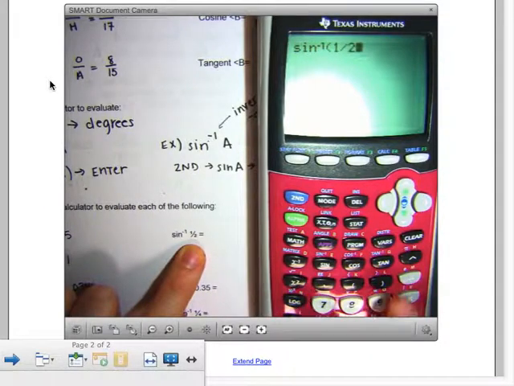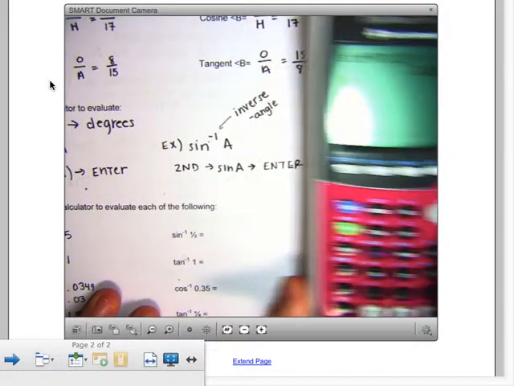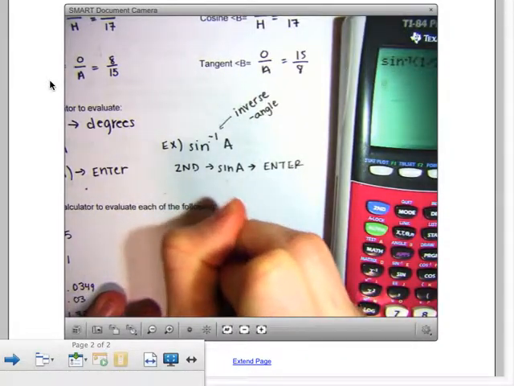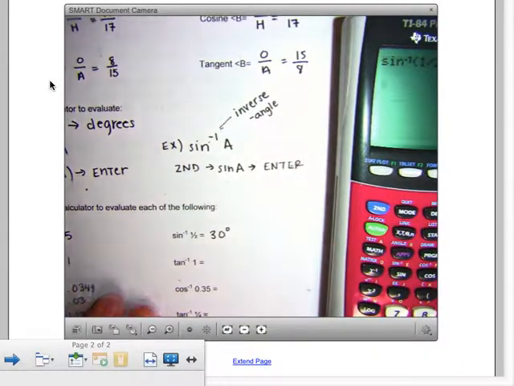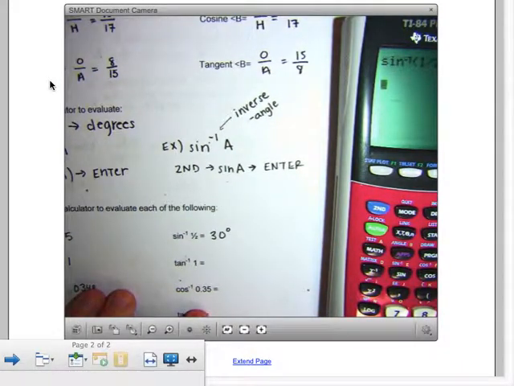And then I'm going to enter 1/2. Just enter it as a divide. So do 1 divided by 2. Hit enter. We get 30. Remember, if there's a -1, it means we're solving for an angle. So I'm going to put a degrees there, because that means it's 30 degrees.